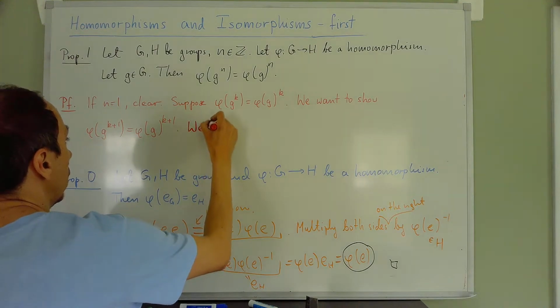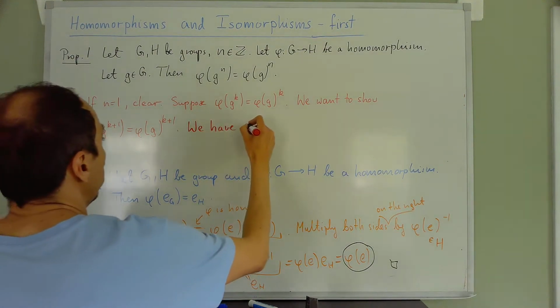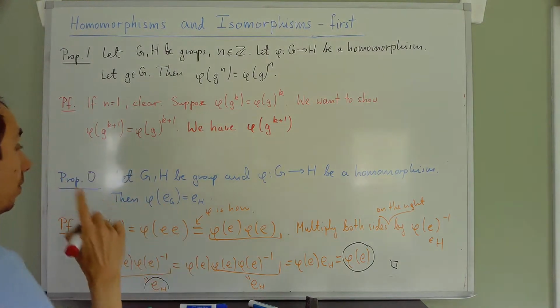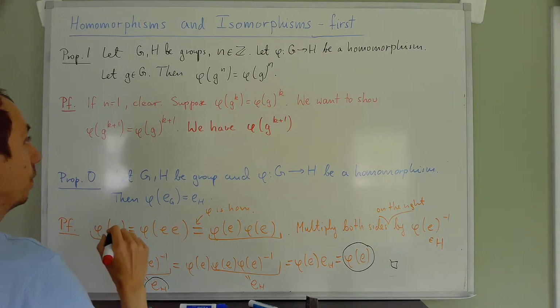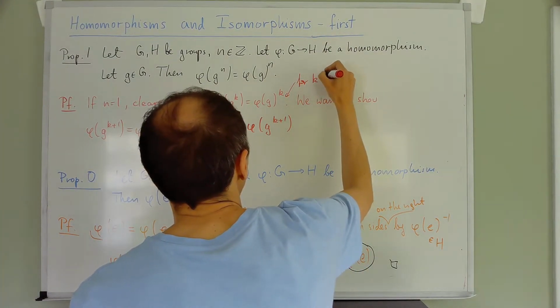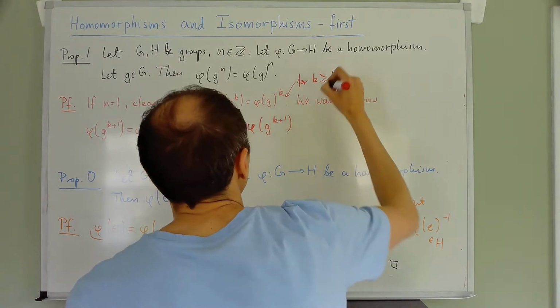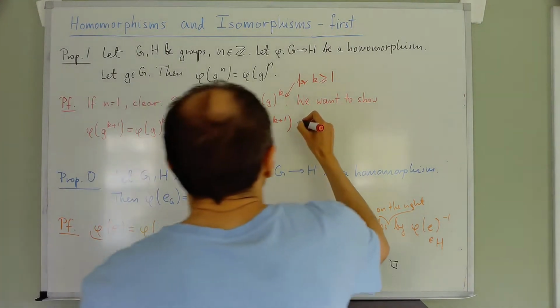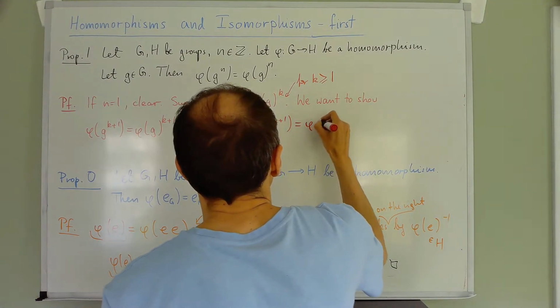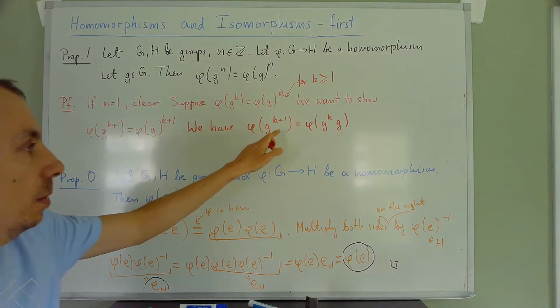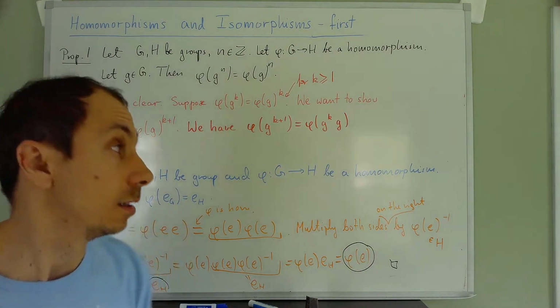We have, what do we have? Phi of g to the k plus 1. Oh, right. So this is for k greater than or equal to 1. So we're only looking at positive exponents at the moment. So this is equal to phi of g to the k, g. Right? g to the k plus 1 means exactly that.